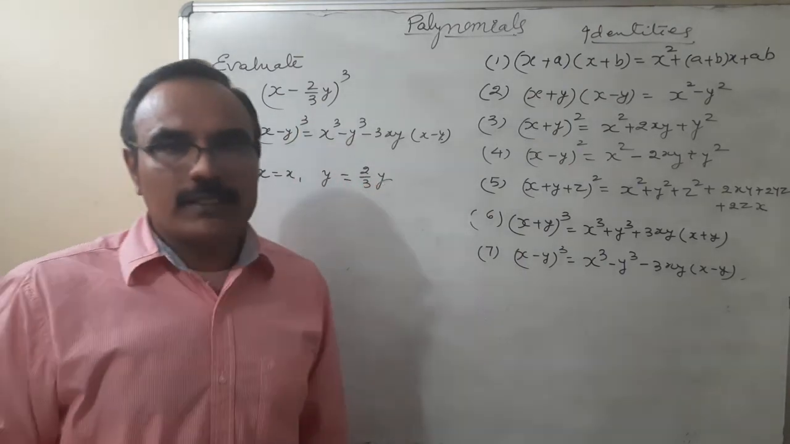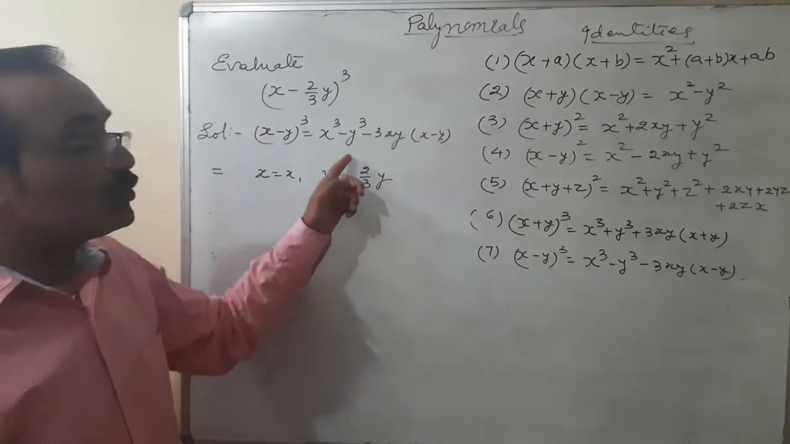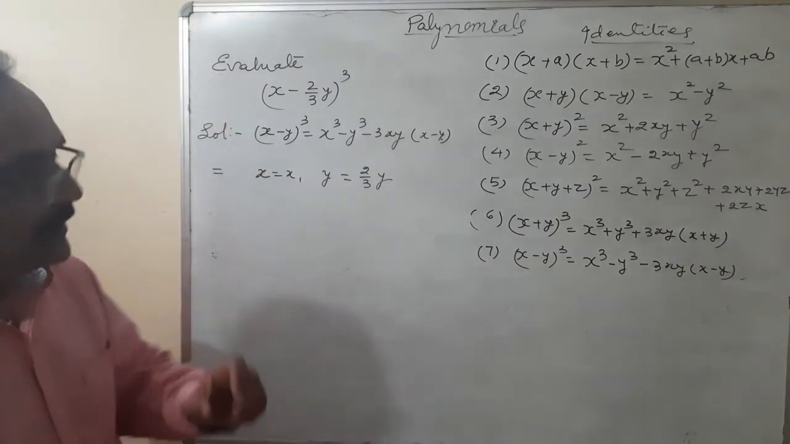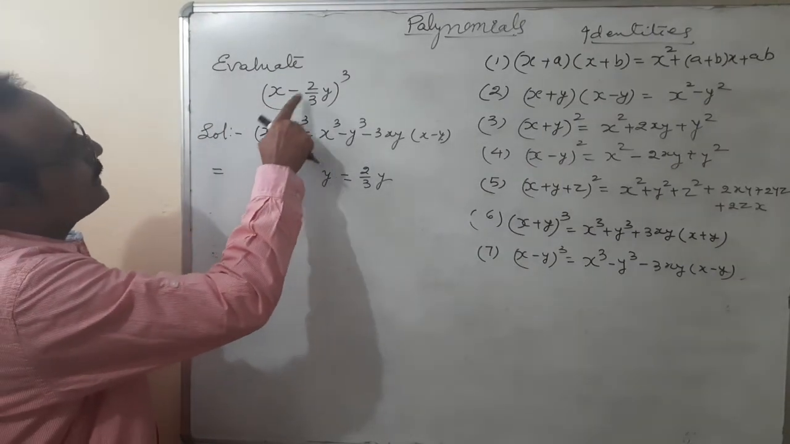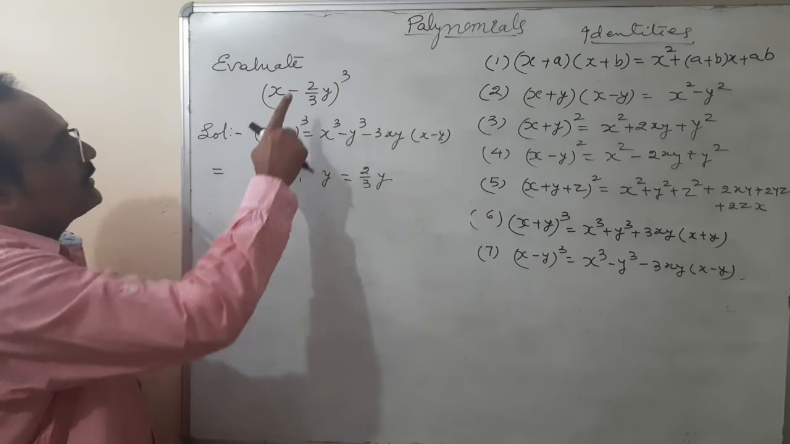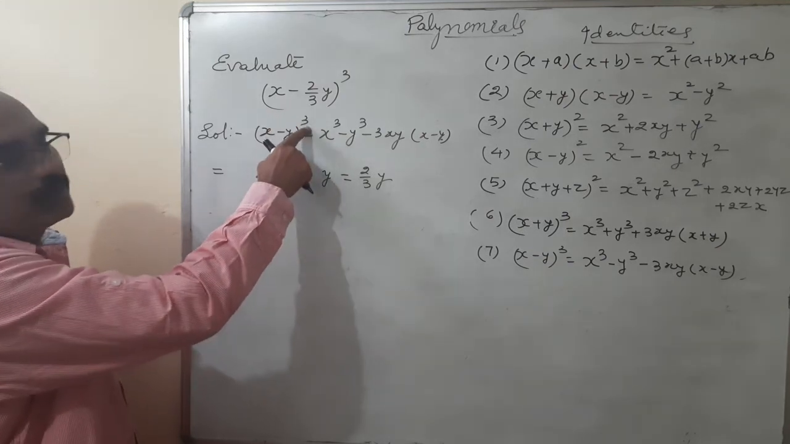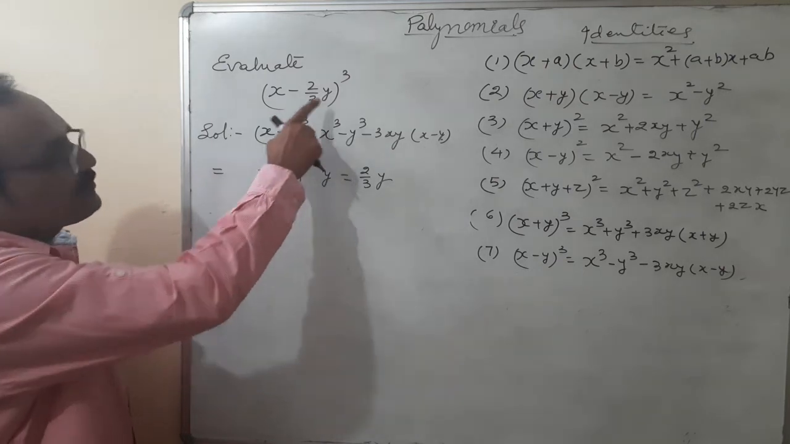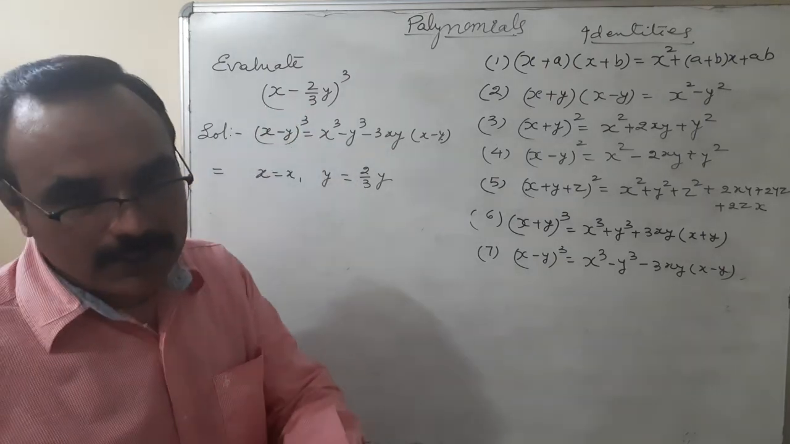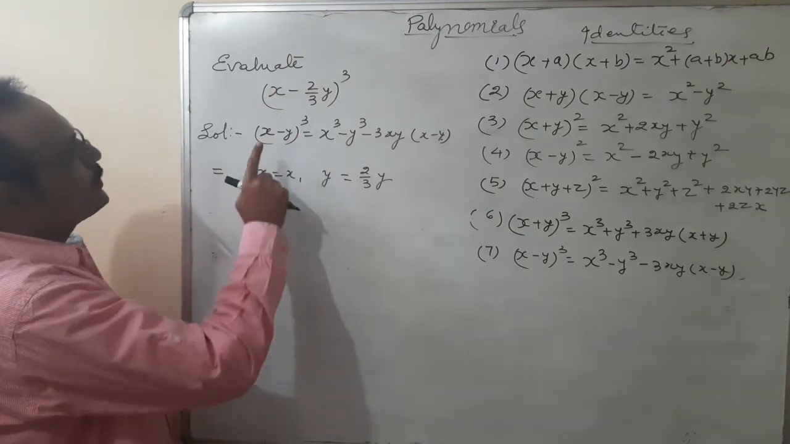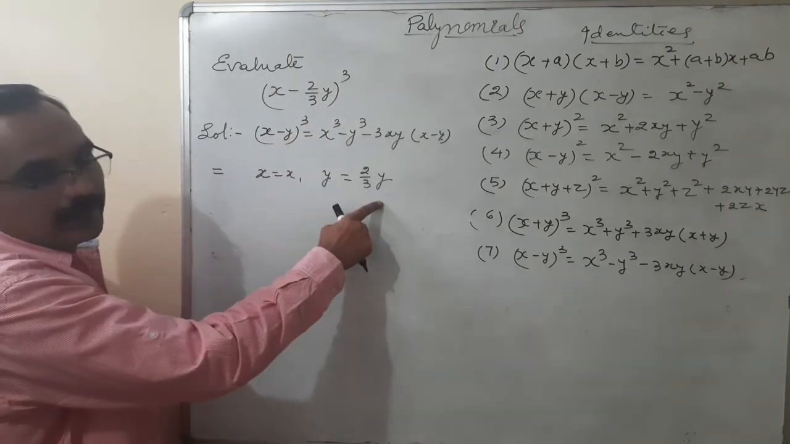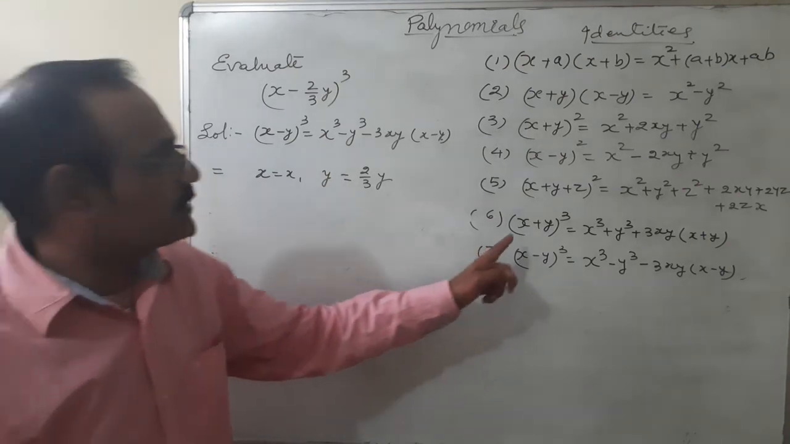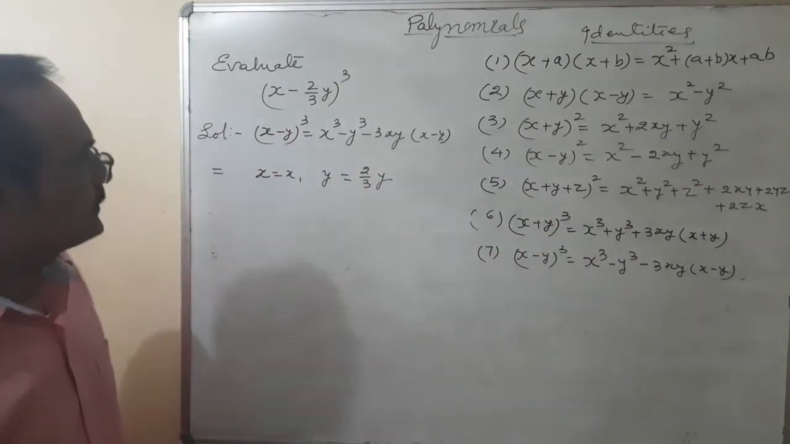Friends, one very important thing here: you are not going to write y is equal to minus 2 upon 3y. Do you know the reason? Because we are using the same identity, x minus y whole cube. This minus sign is here, so that is also x minus y whole cube. So when we compare, the first term is compared with the first, and the second with the second, without changing its sign. So x is equal to x and y is equal to 2 upon 3y, not minus 2 upon 3y. We are using this identity in place of that one, plus.